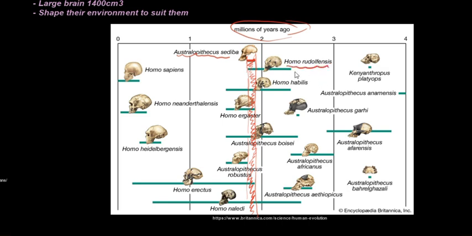So then that would be Homo rudolfensis, because it's that portion there. Homo habilis was as well, Homo erectus, and then the others are Australopithecines, so they don't count. And then Homo naledi here at the base as well.